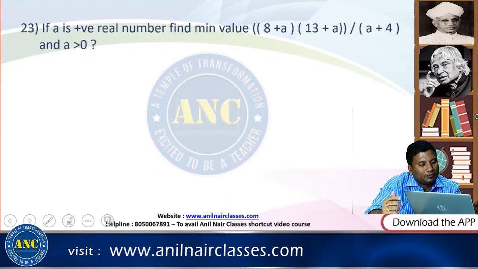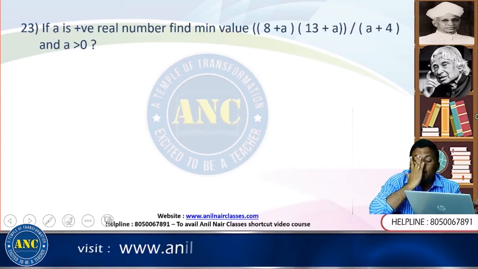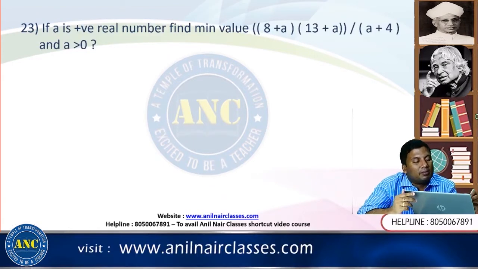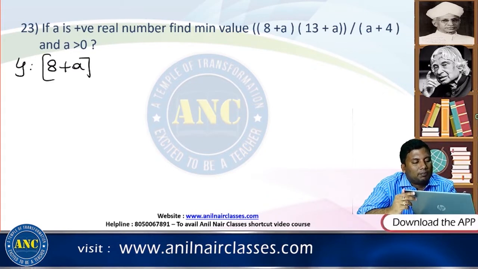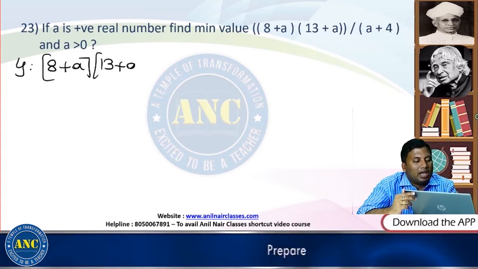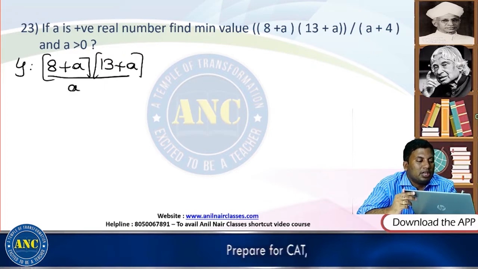23rd. If A is a positive real number, find the minimum value of (8 plus A) into (13 plus A) divided by (A plus 4). This is the expression.